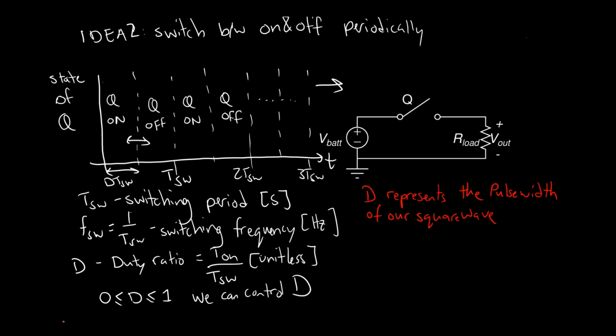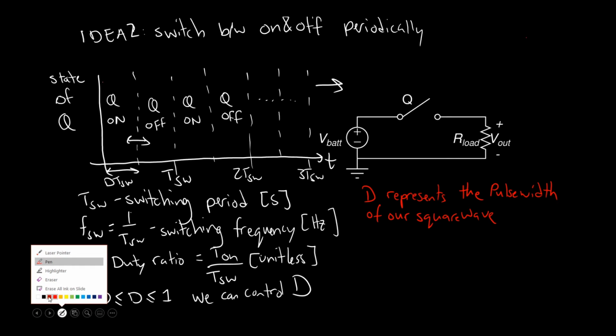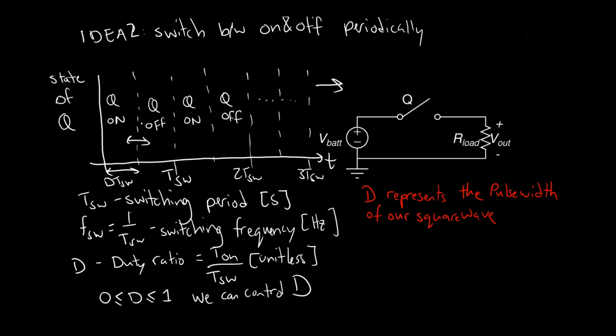Okay, and then finally, there's one other part of this switching period which I should define. So the time that Q is off is sometimes referred to as D prime. So D prime is the ratio of the off time, the length of time the switch is off, to the switching period.